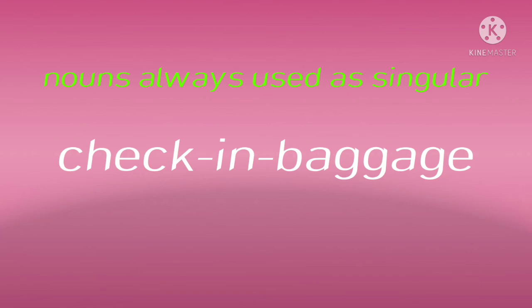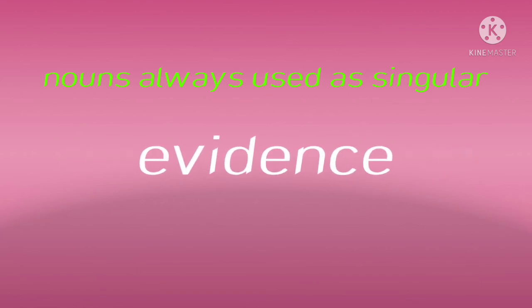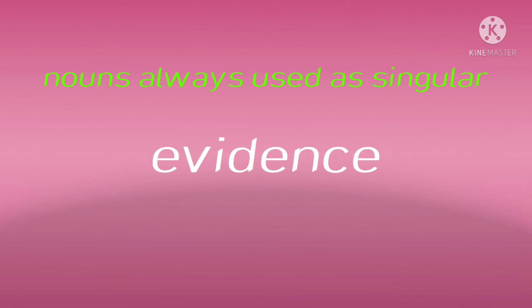There are certain other things that we need to keep in mind. There are certain nouns that are always used singular. Say for example, furniture. It can be thought of as countable, but it doesn't have a plural form. Furniture has to be used as furniture only. Check-in baggage, to be used as it is. Evidence. Whatever be the number, we call it evidence.